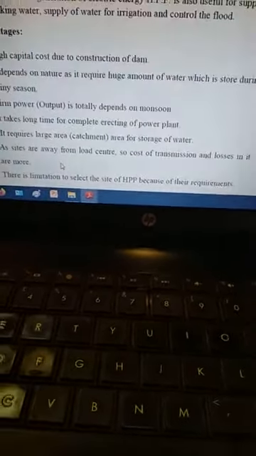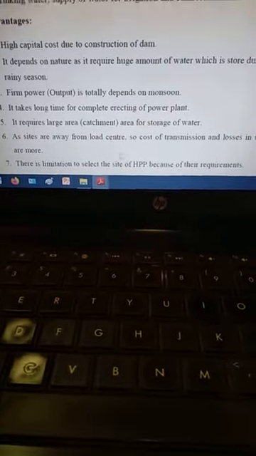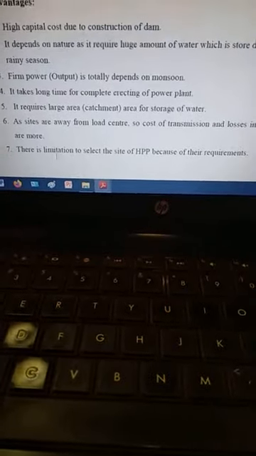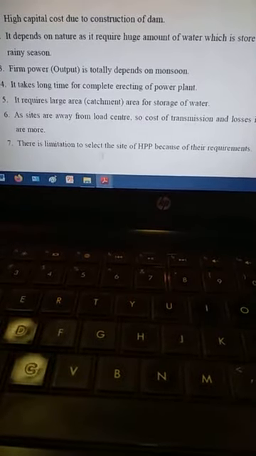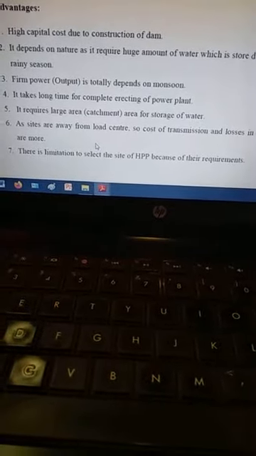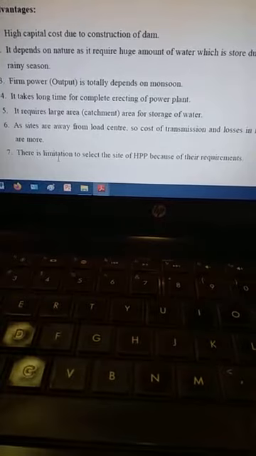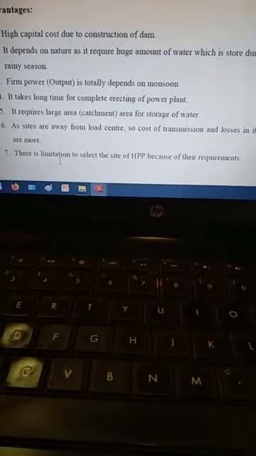So hydroelectric power stations are installed far from the transmission lines and from the consumers. That means its transmission cost is high as compared to city power plants. There is a limitation in selecting the site of hydroelectric power plants because of their requirements. We have to see that water resources, the water stored in the dam, are a natural source of water, wherever it is available. That is why we first have to see the availability of water.